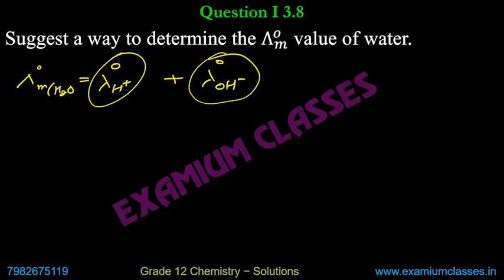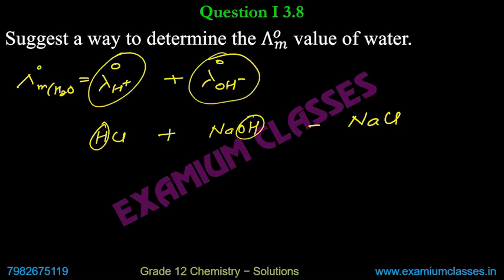A strong electrolyte which has H plus is HCl. A strong electrolyte which has an OH minus is NaOH. So we have H, we have OH, but now to remove this, we need NaCl also. So HCl plus NaOH minus NaCl.